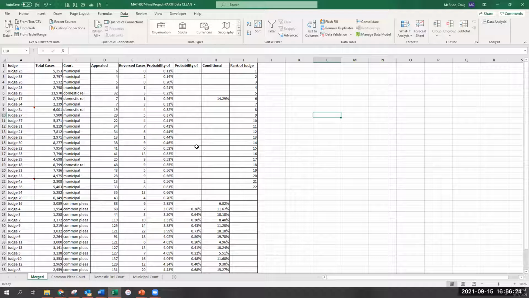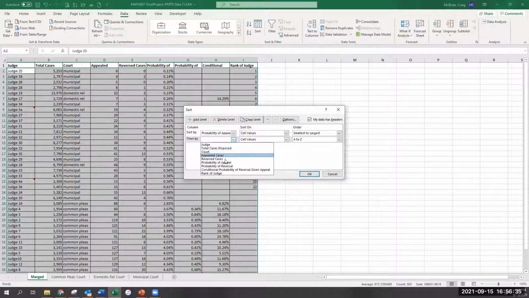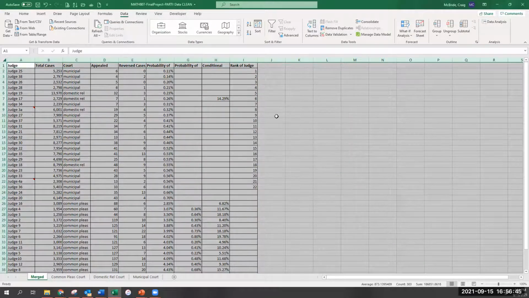And there's actually a way to do that very easily in Excel, right? Because you can sort and then you can add a level. So first it's going to sort by probability of appeal, and then it's going to secondary sort by reversal. So if there is a tie, then it would list them in the order of this second one being smallest to largest, and then everything's done for you, and then you can just do the numbers really quick.